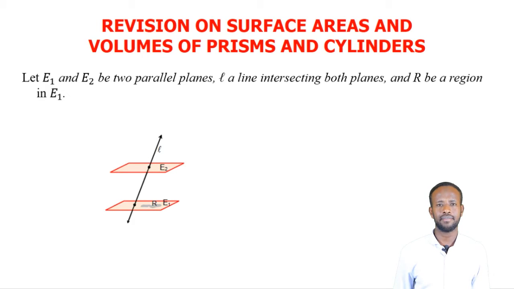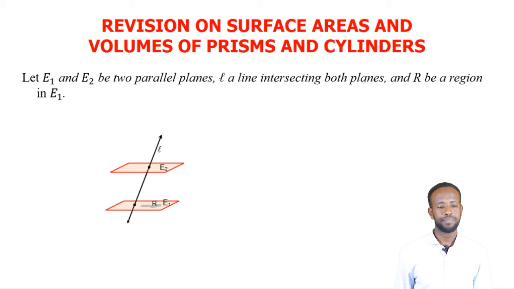Now let us see. It is like this. E1 is the first plane, the lower plane. E2 is the upper plane. The two planes are parallel. L is a line that joins both of them. Again, we have R in E1. The region R is in E1. The shape of R is not defined, whatever it is.